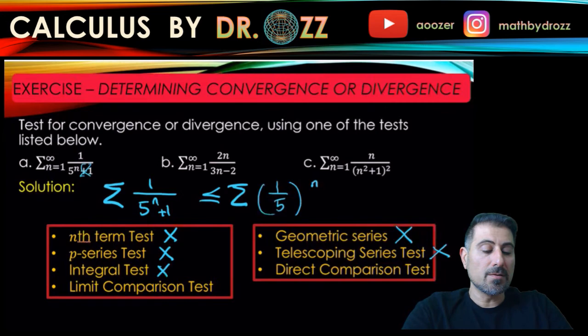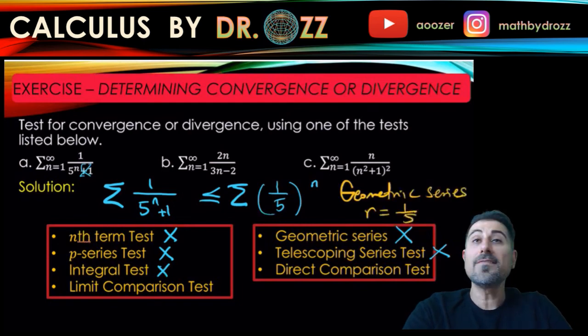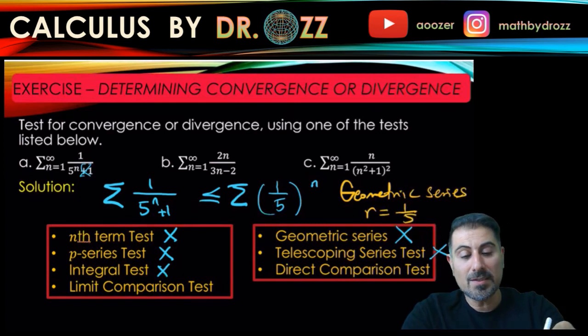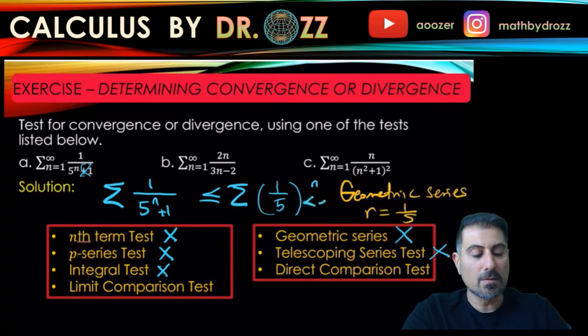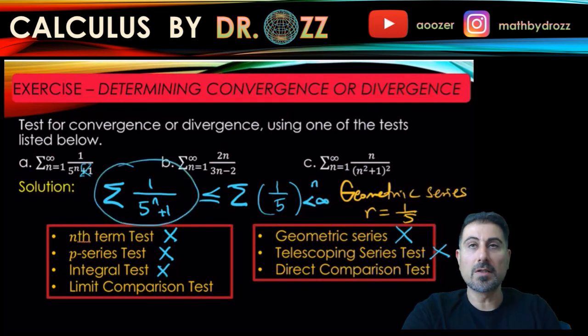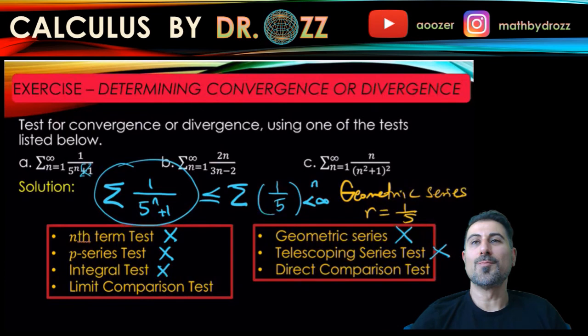So geometric series, r equals 1 over 5, is convergent. This series is convergent. So is this one, because if this series is less than a convergent series, this better be convergent. So I can use the direct comparison right away to prove that this series is convergent. So yes, the direct comparison test is applicable. I can tell you that the limit comparison test is applicable too.